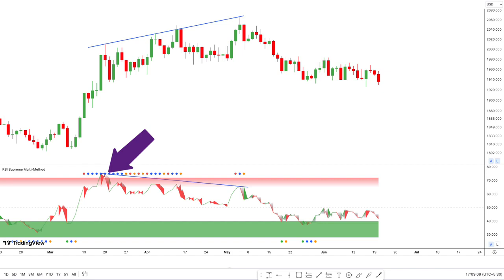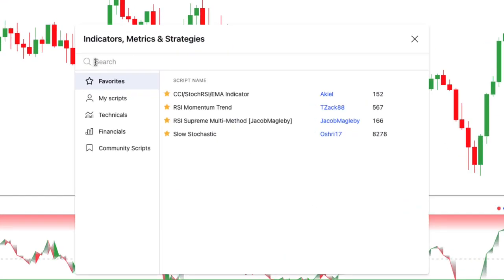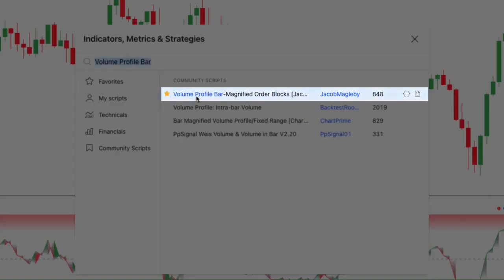The longer it stays there, the more likely it is to reverse in price. An orange dot appears when the RSI leaves overbought or oversold zones. Based on these signals, we can confirm buy and sell trades. For the second indicator, go to Indicator tab and search for Volume Profile Bar Magnified Order Blocks.